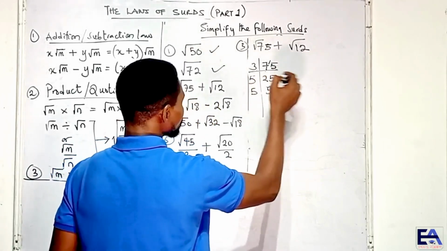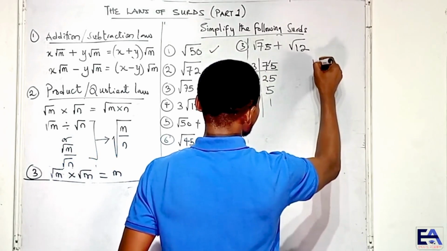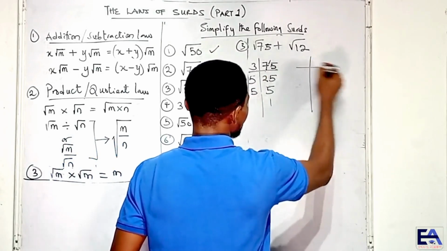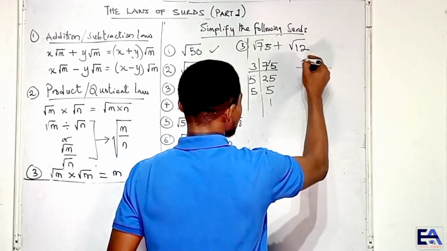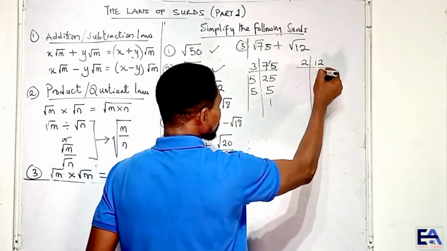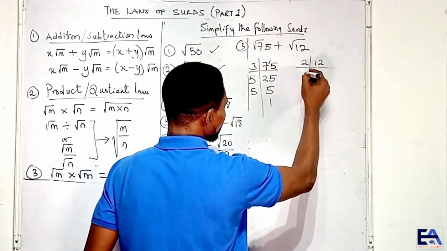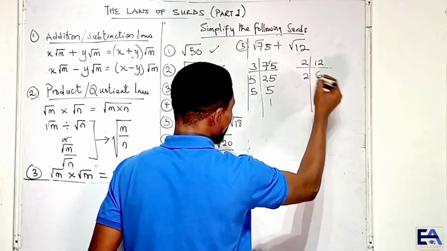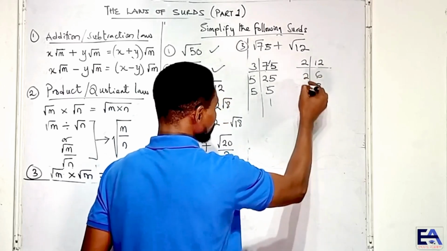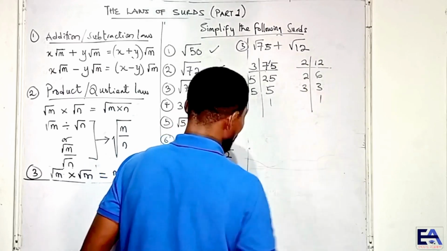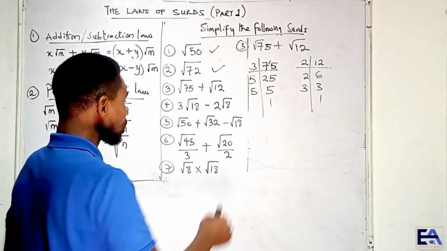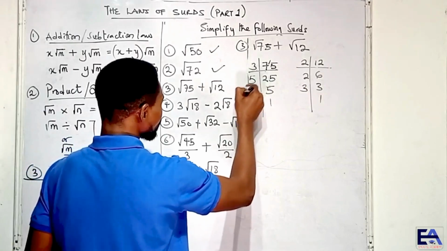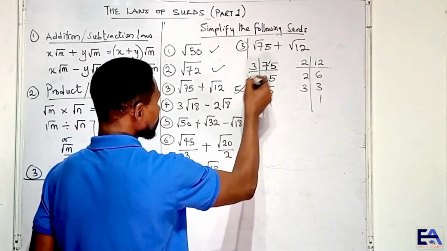Now check this one out. For root 12, just have it as this 12. The smallest prime number that can go in 12 is 2, which gives 6. Then 2 again goes, 2 into 6 is 3. 2 cannot divide anymore, so you jump to the next prime number, which is 3. 3 into 3 is 1. Now that you have gotten to the last stage, then you pair them, okay? 5 and 5 will give you a single 5.